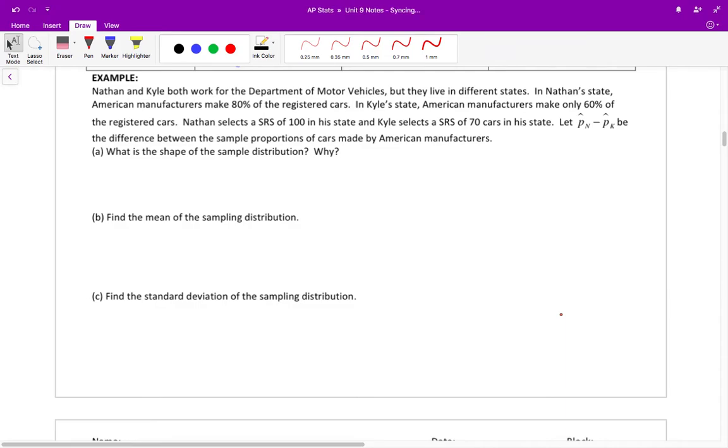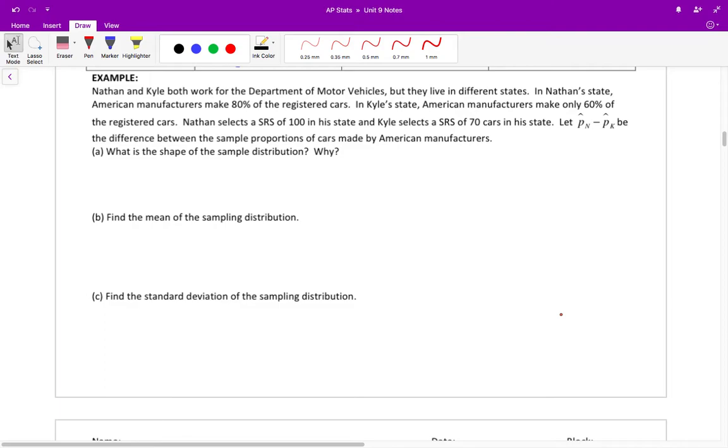Okay, so we're only going to do one example today, and then give you a chance to work on homework and finish that in class. All right, here it is. It says Nathan and Kyle both work for the Department of Motor Vehicles, the DMV, but they live in different states. In Nathan's state, American manufacturers make 80% of the registered cars. In Kyle's state, American manufacturers make only 60% of the registered cars. So Nathan selected an SRS of 100 in his state, and Kyle selected an SRS of 70 in his state.